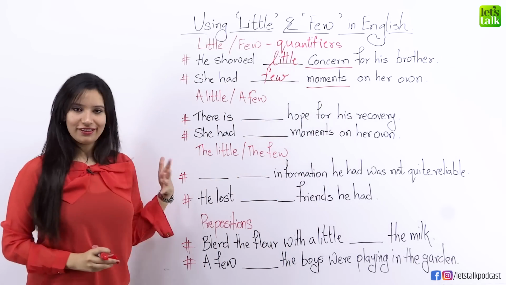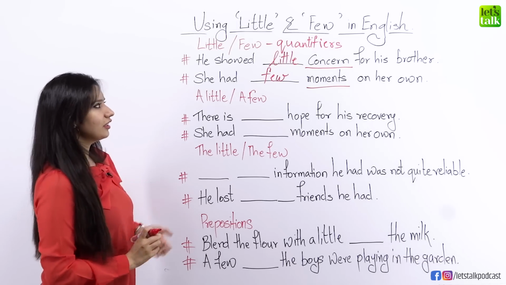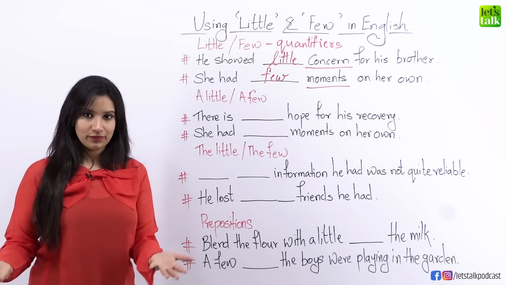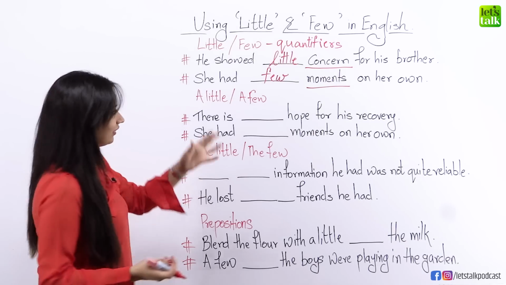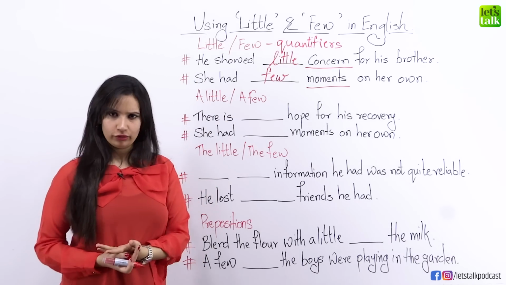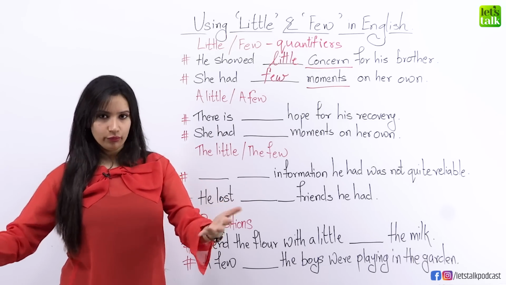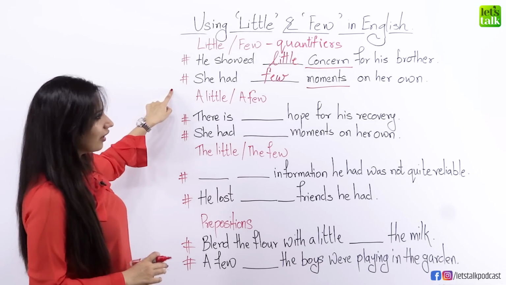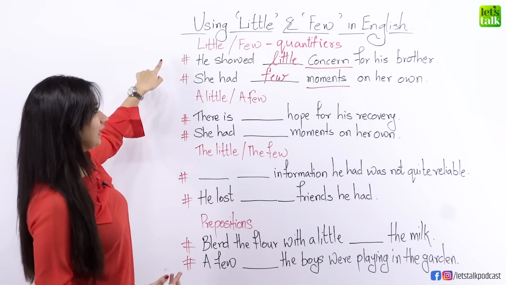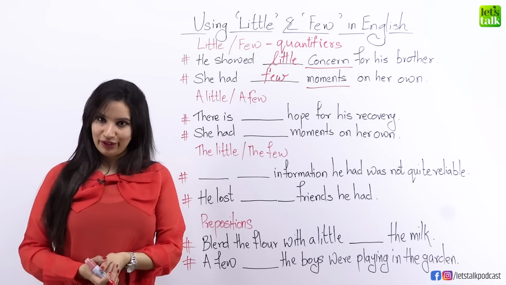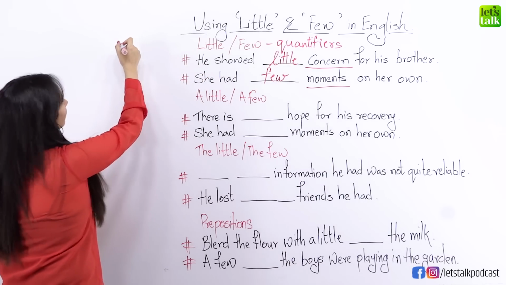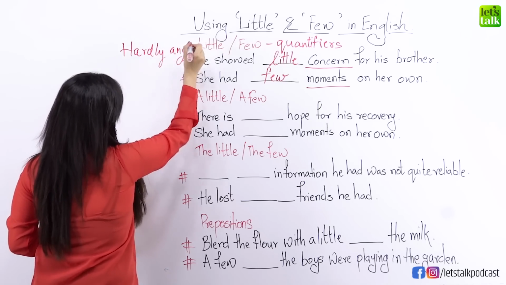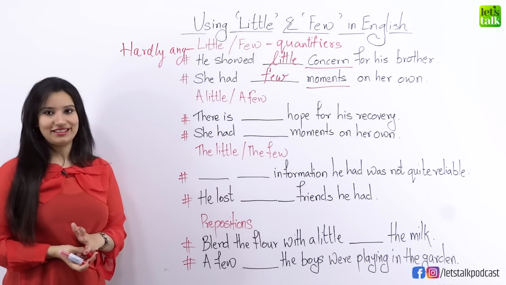Okay. Now let's try to understand the meaning of these sentences, all right? When we say that he showed little concern for his brother, it means that he showed hardly any concern for his brother, which means negative. It has a negative meaning. Let's look at the second sentence. She had few moments on her own. This means she did not have enough time on her own and she wanted just a few moments. Hardly any moments, okay? So she hardly had any moments on her own. Or you could say, he hardly showed any concern for his brother. So little or few mean hardly any.